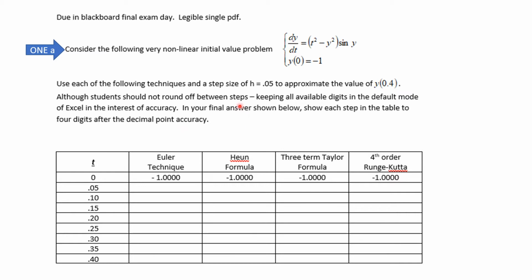And you should not round off between steps. Keep all the available digits in the default mode of Excel in the interest of accuracy. And in your final answer below, shown in this table, show each step in the table to 4 digits after the decimal point. So that's the accuracy that we're required. Okay, so that is problem 1A.